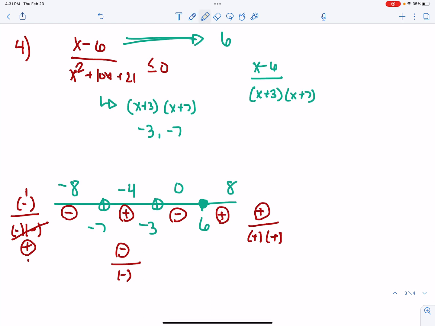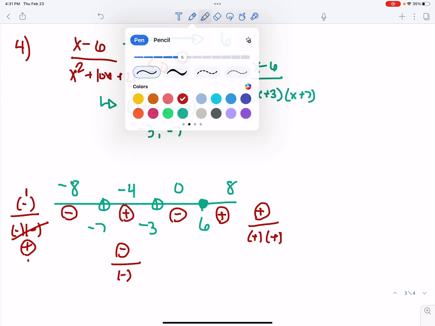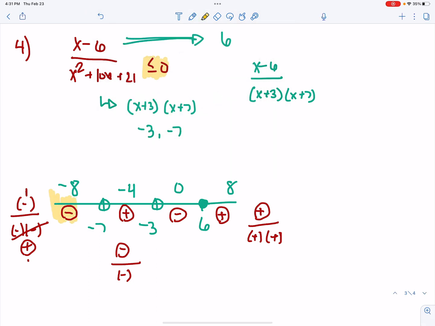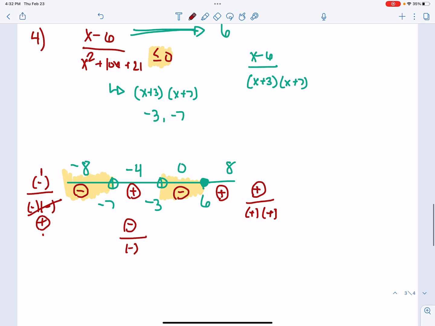I am looking at a less than or equal to sign right here, which means that I am trying to look for a negative value. So this means that my answer should be from -infinity to -7, where -7 is in parentheses. Then -3 and 6, where -3 is in parentheses, and then 6 is in brackets.